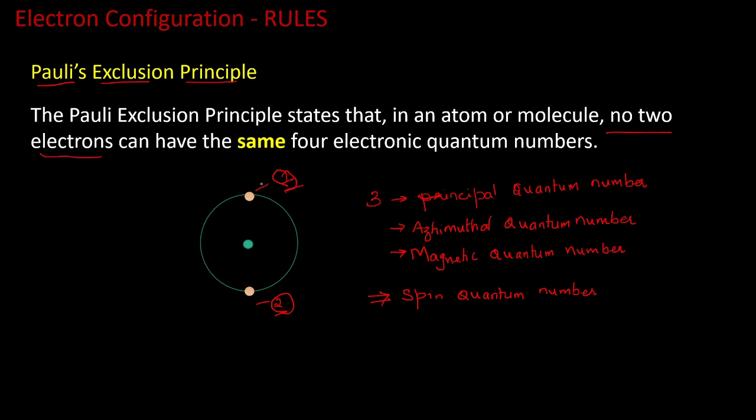If one of the electrons has a plus spin quantum number, the other one will have a minus spin quantum number. So you can see in the first shell, the 2 electrons will have these 3 quantum numbers the same, but the last one will be different. So no 2 electrons will have the same quantum numbers at any given point of time in an atom or a molecule. Now this is Pauli's exclusion principle.